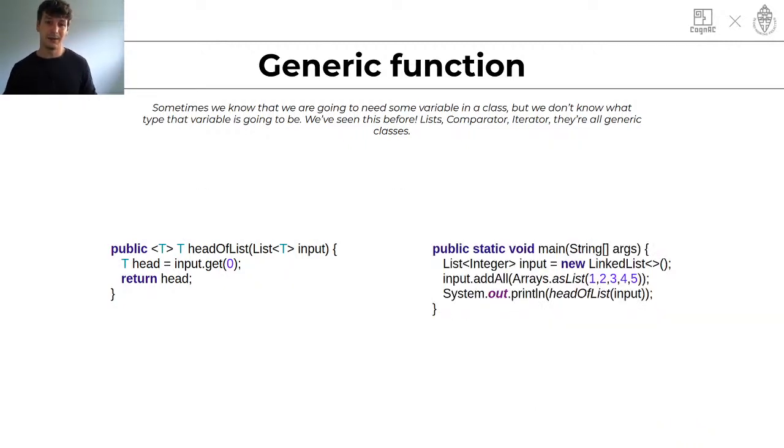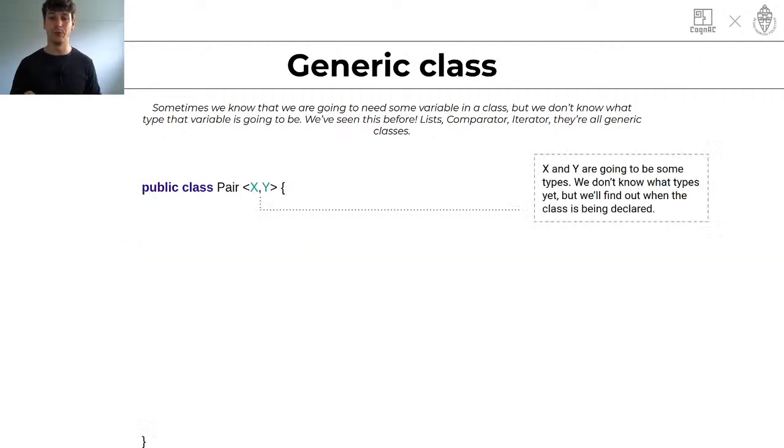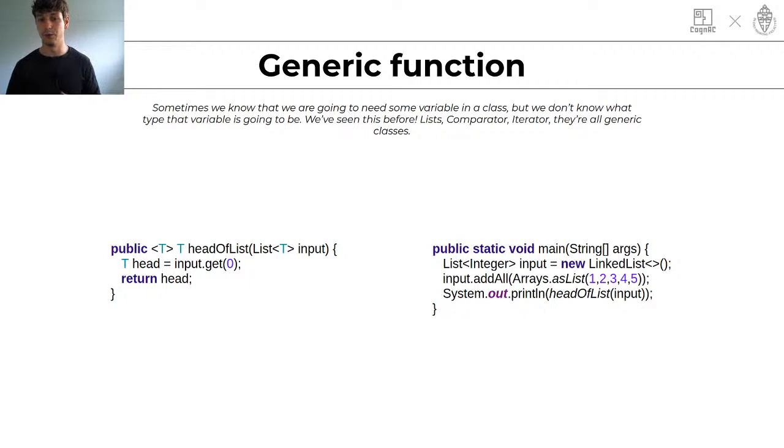So how would that work? For example, let's say on the right hand side that we create a list of integers. We're using the Arrays.asList again to just quickly add some values. We're adding 1, 2, 3, 4, 5 to the list, and then if we print the head of list function of that list, so basically the function that I just created, the output would be 1.